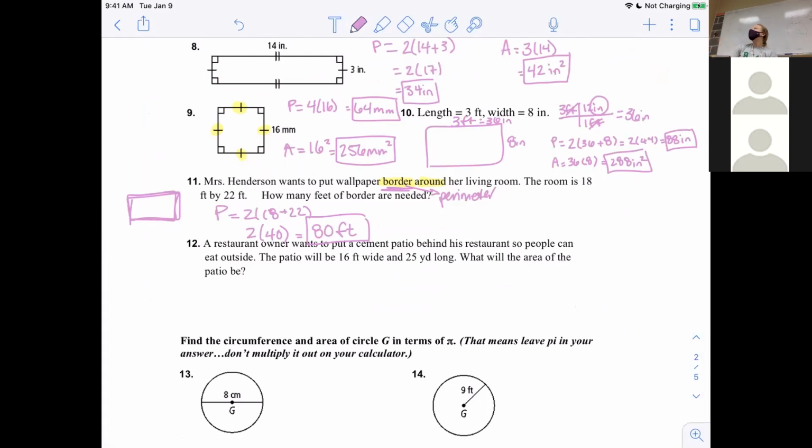All right, people are eating outside. Again, I said COVID relevant. That's kind of funny. The patio will be 16 feet wide and 25 yards long. What will the area of the patio be? Time out. Am I solving for perimeter or area? I hear area, I hear perimeter.